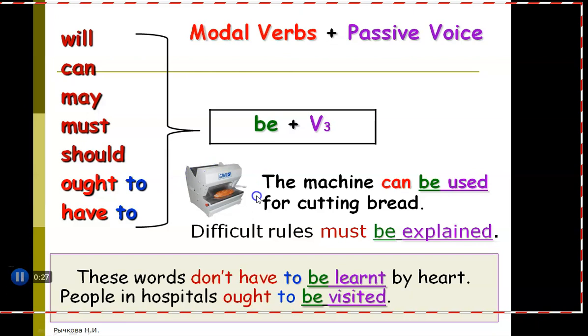The machine can be used for cutting bread. Difficult rules must be explained. These words don't have to be learned by heart. People in hospitals ought to be visited.